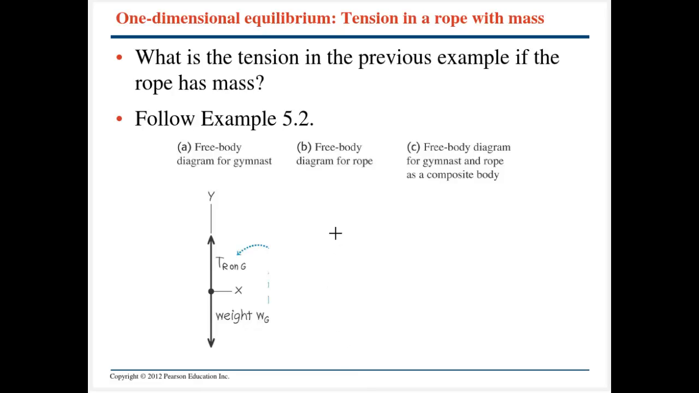We can take this a little bit further by saying, well, what if the rope has mass? That makes it a little bit more difficult. Well, the free body diagram for the gymnast remains the same. We have the weight downwards and then the tension of the rope on the gymnast. Now if we consider the free body diagram for the rope, it's going to have the tension of the gymnast on there. This is G on R.